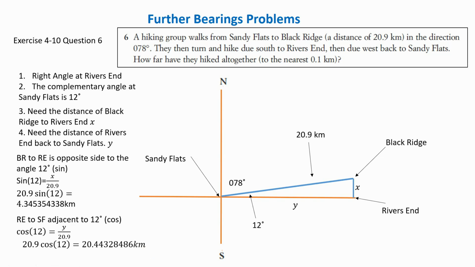Now we've got three distances. Now all we need to do is add them up. And I've rounded at the end. So original distance 20.9, that's Sandy Flats to Black Ridge. Black Ridge to River's End is 4.3 and so on. Then River's End back to Sandy Flats is 20.44. When you add those up, and because it's asking for the nearest 0.1 kilometres, I've rounded that to 45.7 kilometres, and that's our answer.